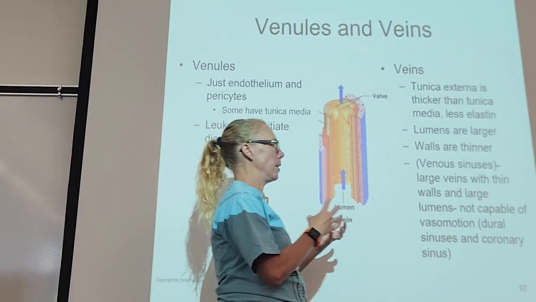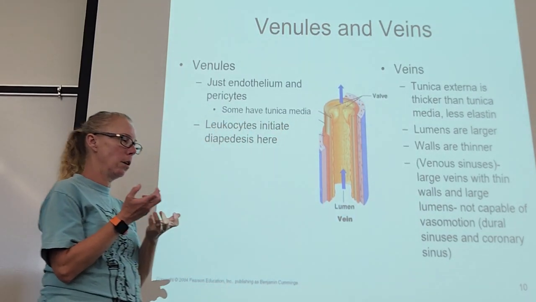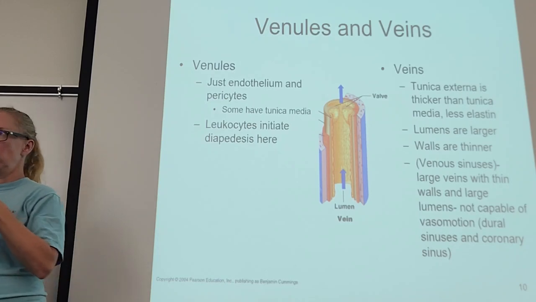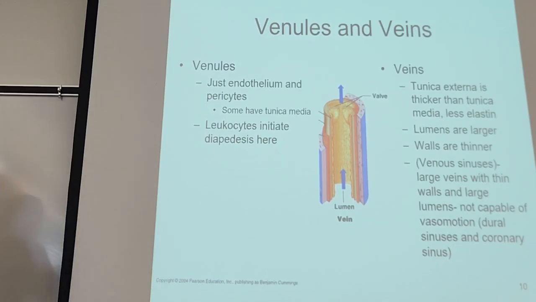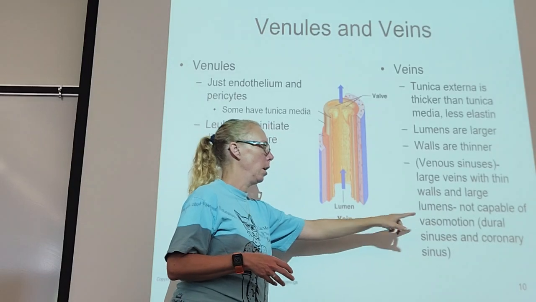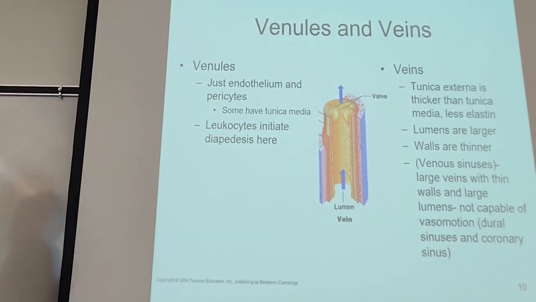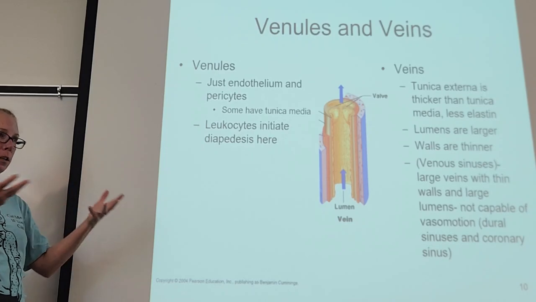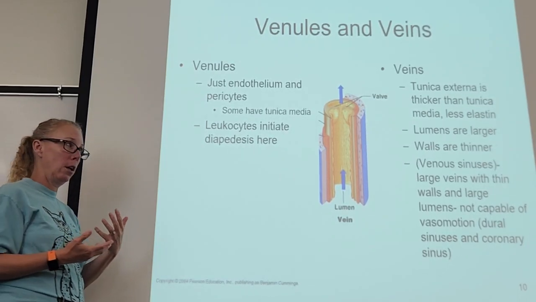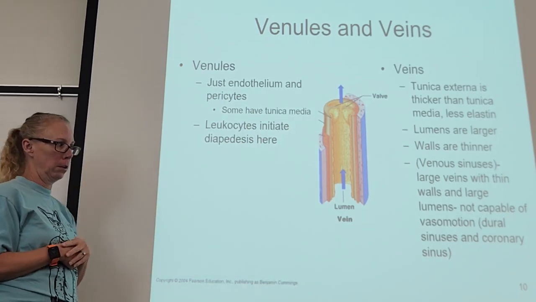A sinus is like a large vein that has thin walls, but these kind of veins can't dilate and constrict. They can't participate in what's called vasomotion because they don't have enough tunica media in order to do that. So these sinuses are purely just collectors of venous blood, and they have to use other avenues in order to move that blood through the tube.